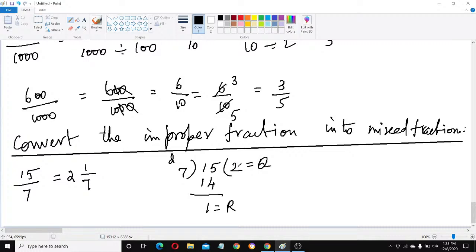Which number should we write in the whole number part? Quotient 2. Now we are going to write a proper fraction. How do we write the proper fraction? Remainder 1, write in numerator. The divisor 7, write in denominator. So 2 1 by 7 is the mixed fraction form of 15 by 7. Now one more problem also I will explain.